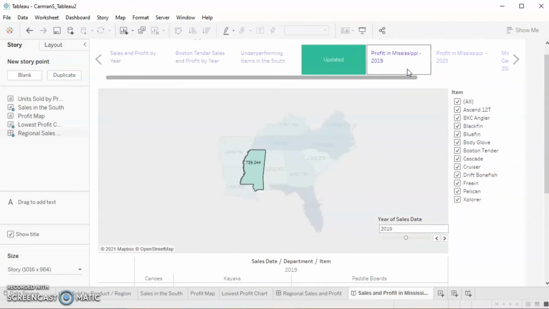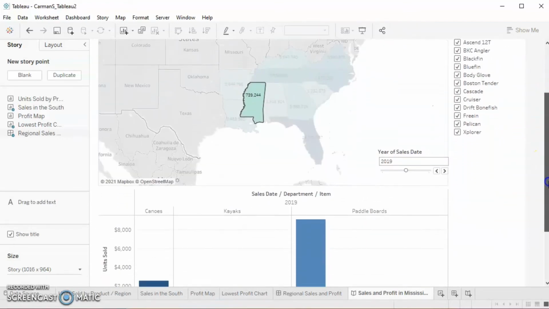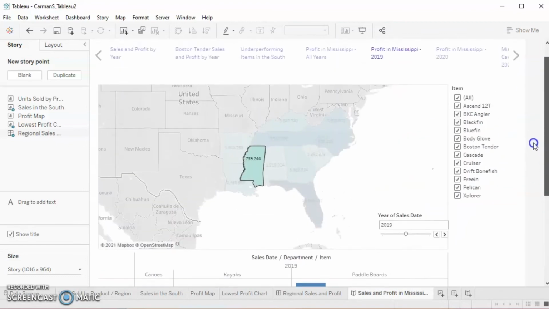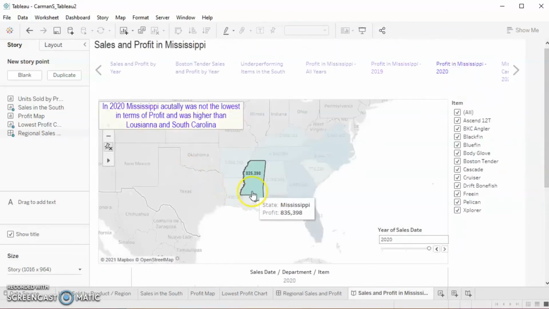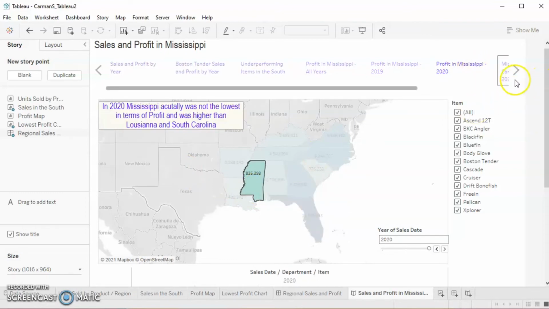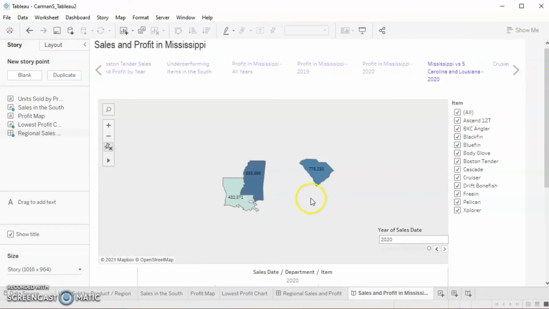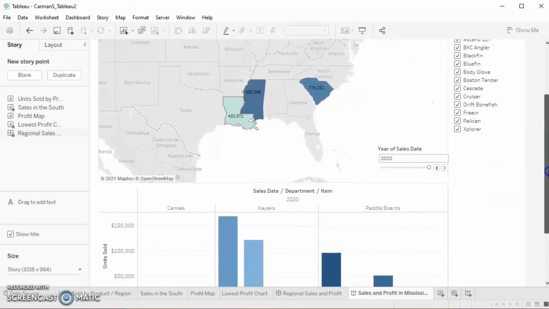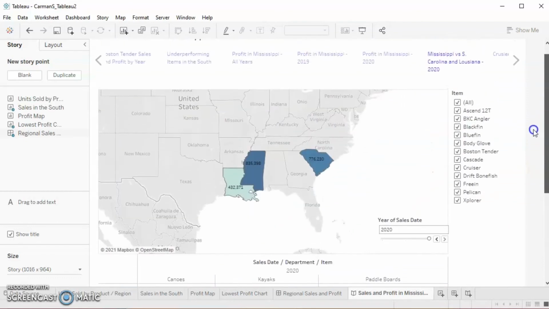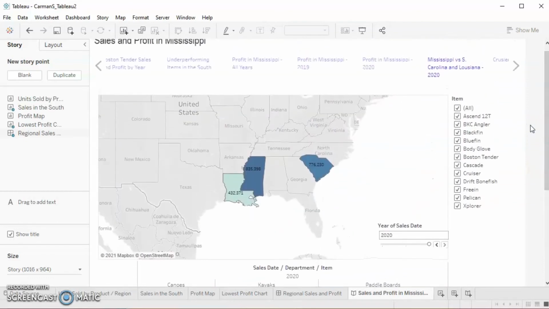But when you look at 2019, some things change. And then in 2020, which I thought was fascinating, even though Mississippi was really low, it was not in fact the lowest, which goes to the other two states, which I examine in the next story, Louisiana and South Carolina, having lower numbers. That shows that even though Mississippi didn't do well, it was not the worst in 2020.